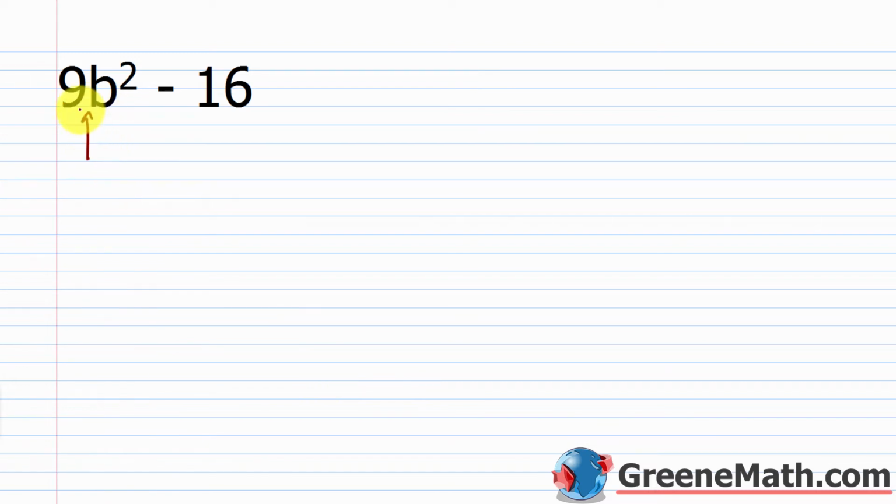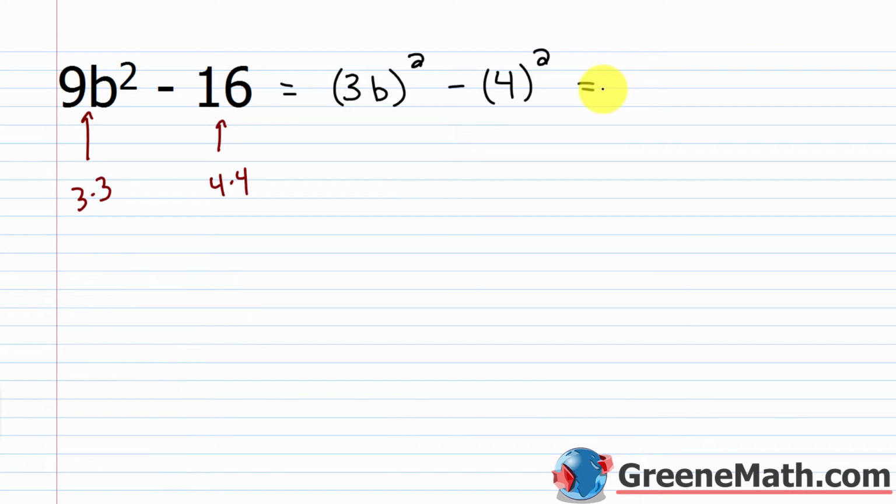So then this one right here, we know 9 is 3 times 3. Obviously, b squared is a square. And then 16, we know that's 4 times 4. So again, to follow that kind of formula, I can write this as 3b, that quantity squared, minus 4 squared. And then I can write this, remember, whatever's in the first position that's squared is going to go on the first position of each. And then whatever's in the second position that's squared, that's going to go on the second position of each. So this becomes the quantity 3b plus 4 times the quantity 3b minus 4.